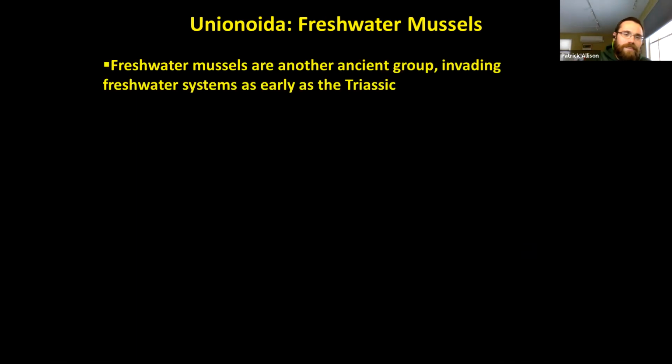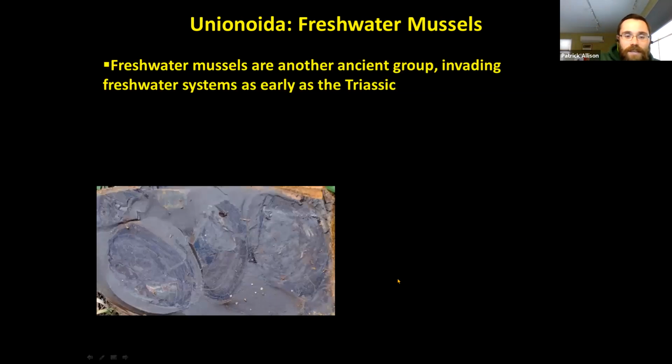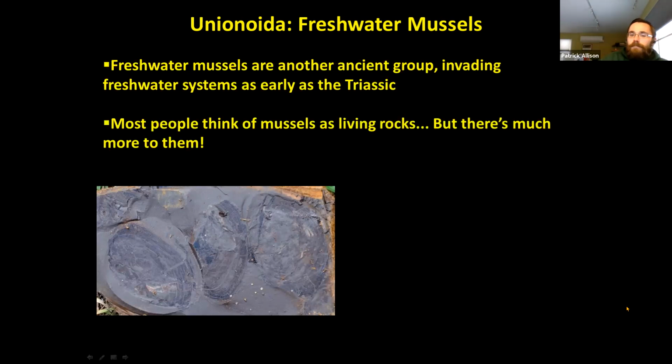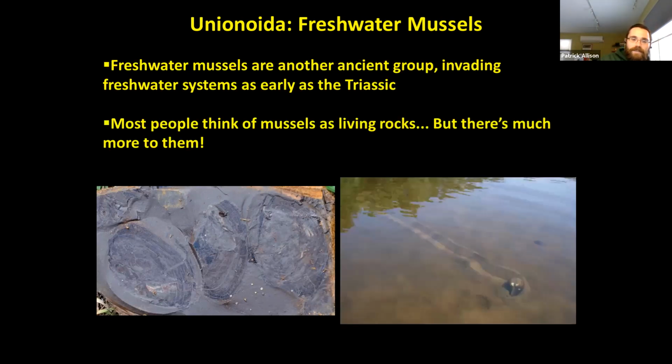And freshwater mussels are another ancient group, like the insects that we were looking at before. Freshwater mussels invaded freshwater systems as early as the Triassic. And here we can see some fossil evidence of freshwater mussels. Now, most people think of mussels as living rocks, but there's much, much more to them. And yes, they do move. You can see in this picture down here, you've got this freshwater mussel that has made its way through the sand substrate down here.